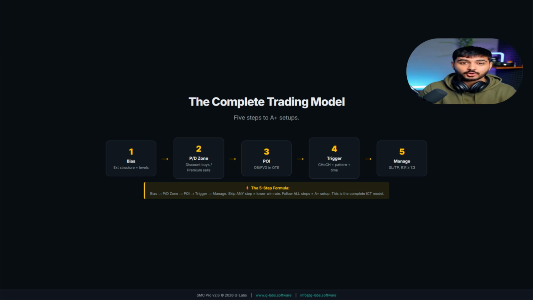Step 3. POI, point of interest. Find your OB or FVG in the OTE zone. Step 4. Trigger. Wait for internal CHoCH, then a candle pattern. Step 5. Manage. Set your stop below the OB. Set take profit at 1 to 3 minimum. The 5-step model works because it combines structure, price, timing, and confirmation. Skip any step and your win rate drops.